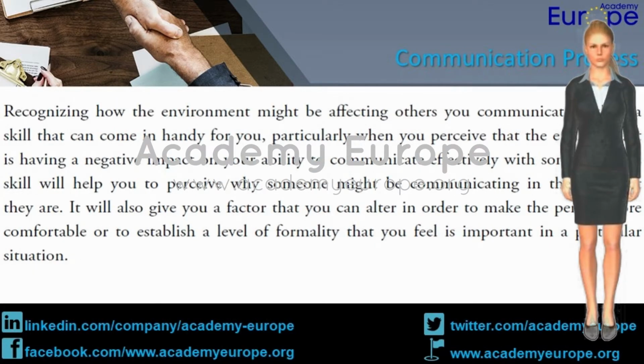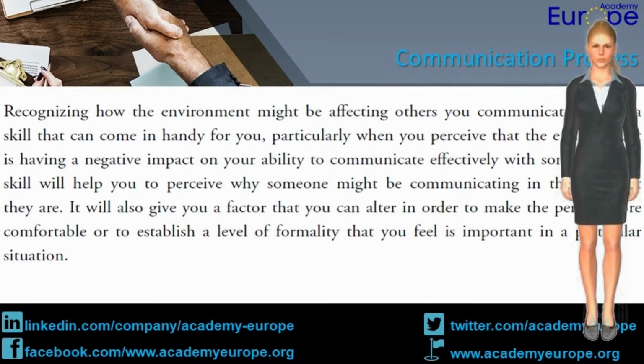Recognizing how the environment might be affecting others you communicate with is a skill that can come in handy for you, particularly when you perceive that the environment is having a negative impact on your ability to communicate effectively with someone. This skill will help you to perceive why someone might be communicating in the way that they are. It will also give you a factor that you can alter in order to make the person more comfortable or to establish a level of formality that you feel is important in a particular situation.